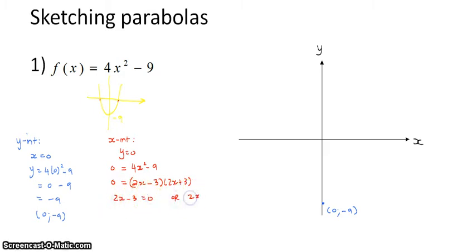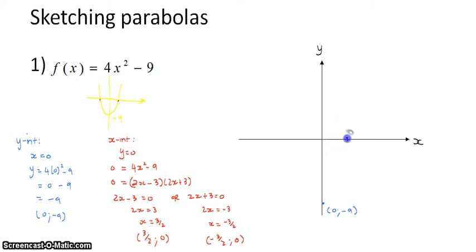Because think about it, if neither of them were 0, well, you can't multiply two non-zero things and get 0 for an answer. That's never going to happen. So we get one x value answer of 3 over 2, and we get another x value answer of minus 3 over 2, which gives us 2 points to plot. 3 over 2 and 0, and minus 3 over 2 and 0. So we go and plot them.